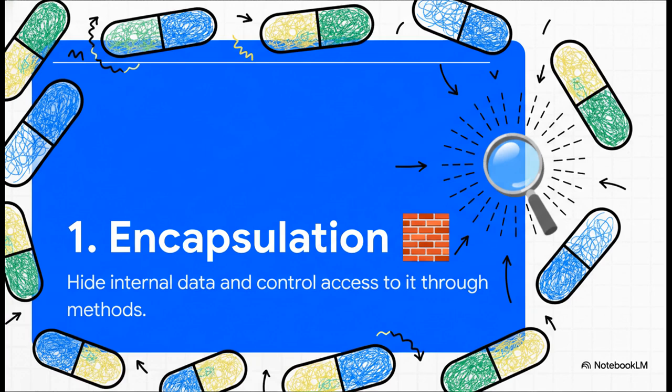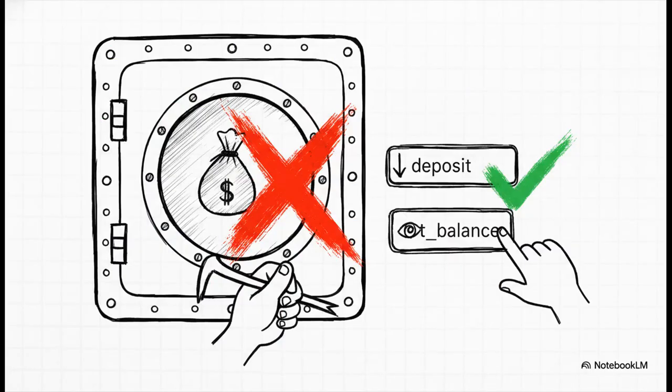First up, we've got encapsulation. The main idea here is pretty simple. You bundle the data and the methods that operate on that data all together in one neat package, and then you protect it from the outside world. It's just like a capsule. All the important stuff is sealed safely inside. And this example shows you exactly why that's so important.